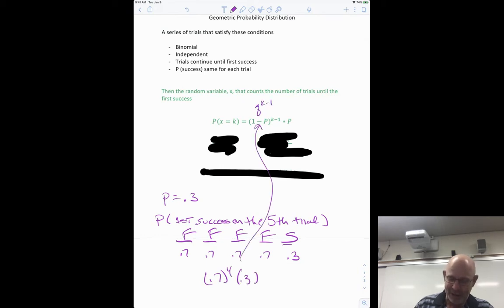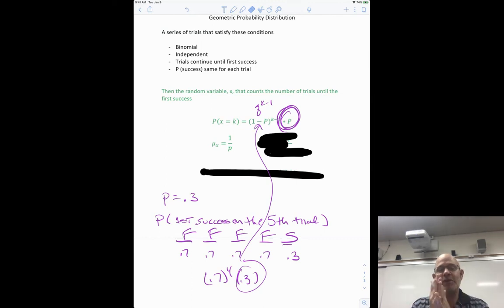Q to the K minus 1. So whatever trial we want that first success on, we have to have failures up to that point, and then just the one little P, just the one little P every time. We can learn some stuff about mean, standard deviation, that sort of thing too. This time the mean is 1 over P, and the mean would be the expected number of trials until you get that first success.